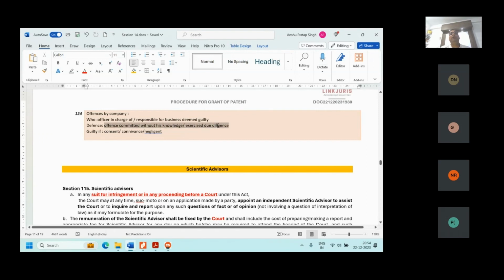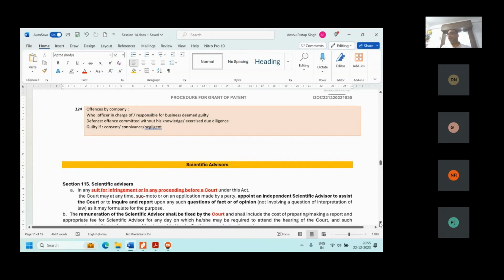The defense is that the offense which has been committed is without his knowledge, or he has taken due diligence, he has taken all the reasonable care. This is the defense. He is guilty if there was consent, connivance, or negligence. Then the officer who is guilty, because a company cannot be in prison, the person who is guilty will be in prison.